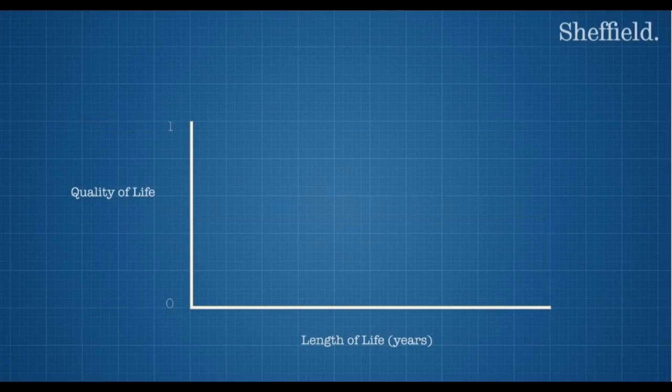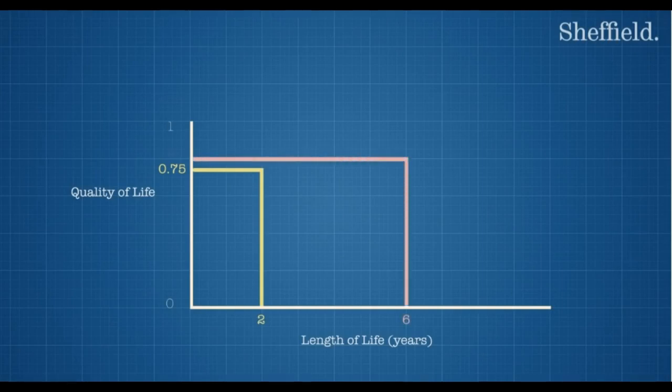To compare treatments, we can calculate the number of QALYs for each and work out the difference between them to see if there is a QALY gain. Let's look at a few examples. Imagine we are comparing a new treatment for kidney failure with an existing treatment. The new treatment would extend a person's life by 4 years, from 2 years to 6 years, and increase quality of life from 0.75 to 0.8.